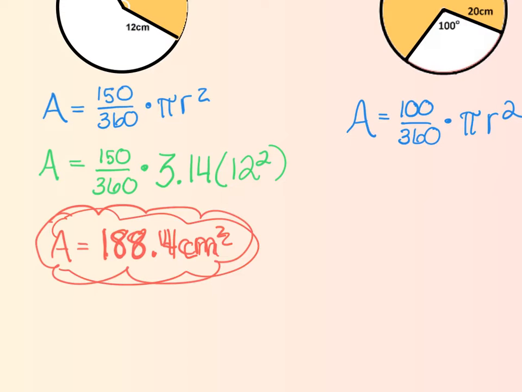You should have gotten, whoa, it looks messy. You should have gotten 188.4 square centimeters this time. 188.4 square centimeters. I'll just have to rewrite that. And we'll do our last area example.